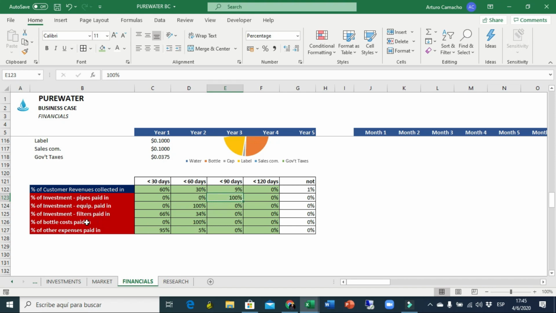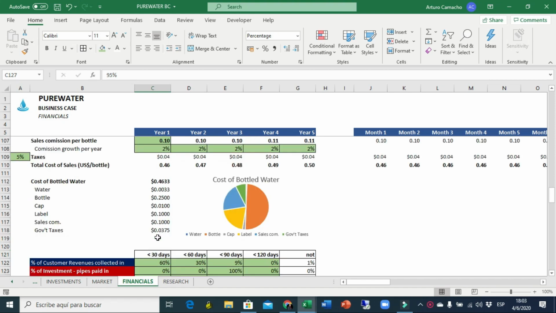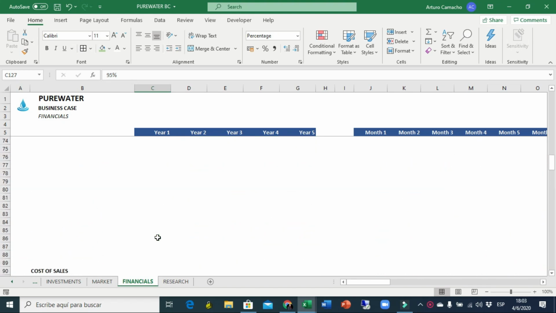The rest is the bottle. All the cost of the bottle is right here. I was able to negotiate with the guys of the labels, the caps, the plastic bottles, and the water itself. Well, perhaps you cannot negotiate the water. So let me put, I don't know, maybe 25% here, 75% here. And all the other expenses are right down here. This is personnel, maintenance, everything which is in the income statement is right here. So one last thing.